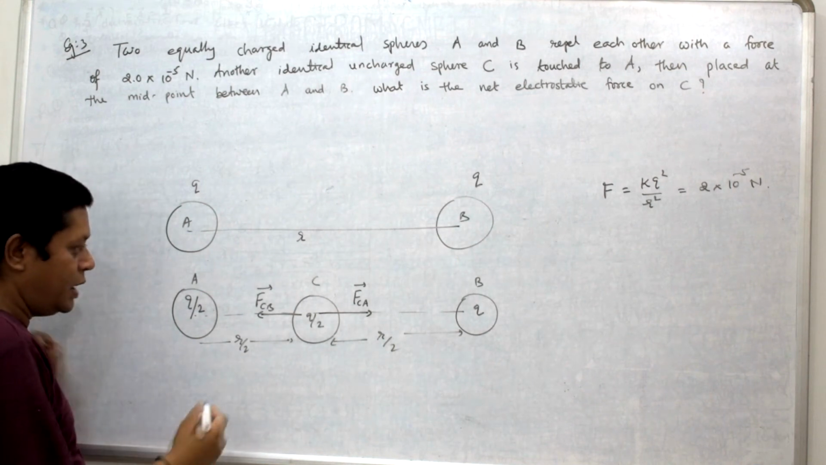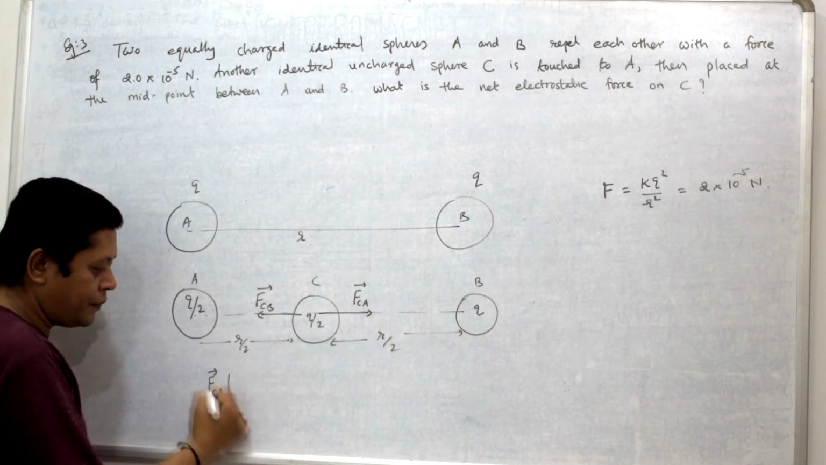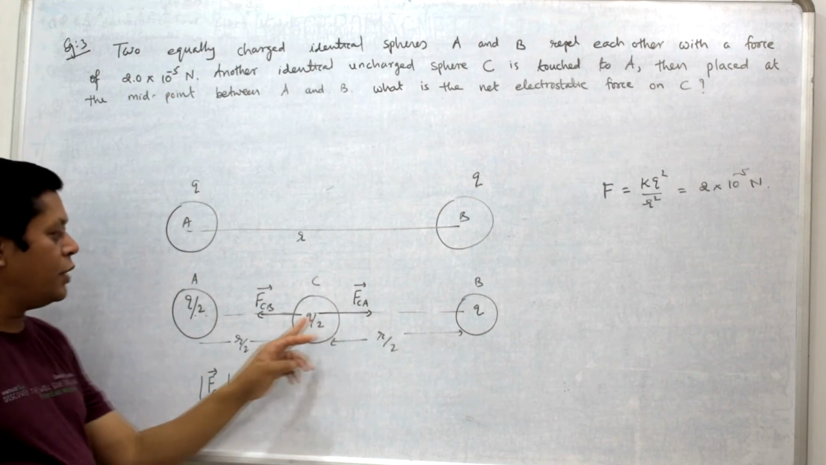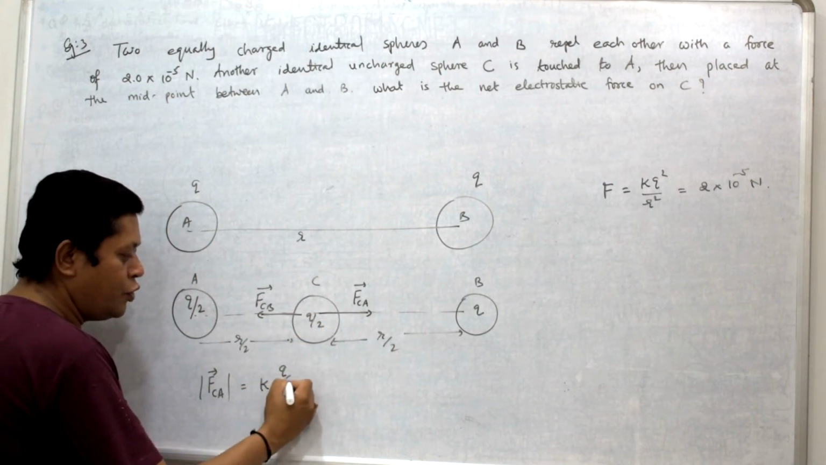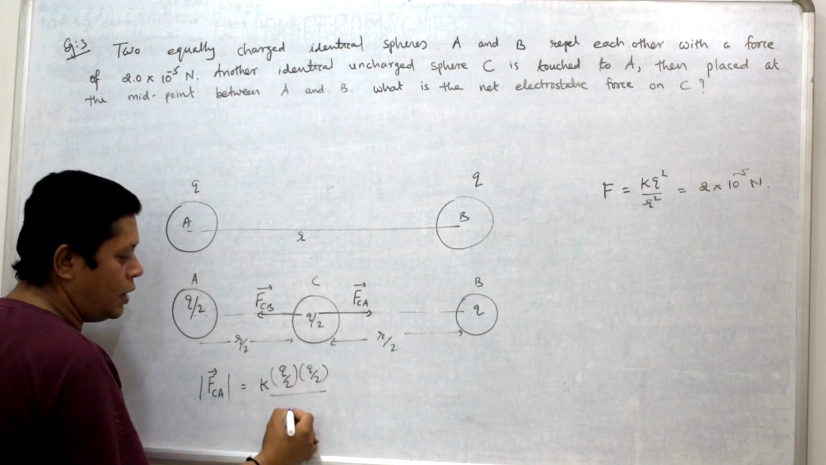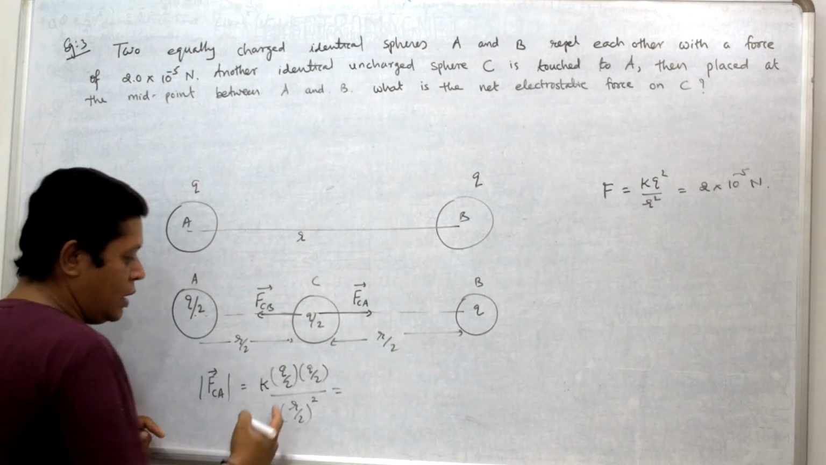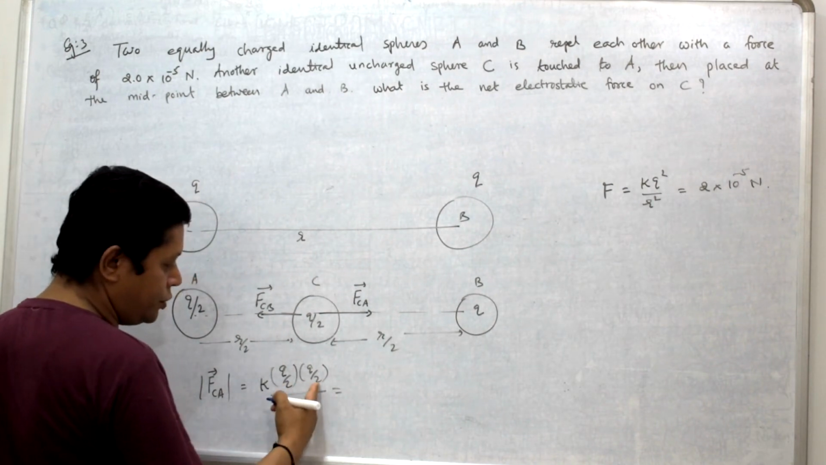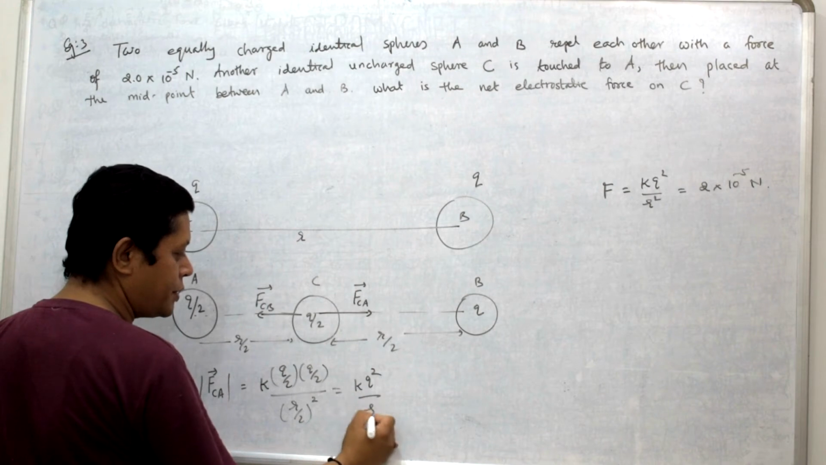So let us first find the magnitude of each force. Force on C due to A is K times Q by 2 upon R by 2 whole square. Here also 2 square, here also 2 square, so it is KQ square by R square.